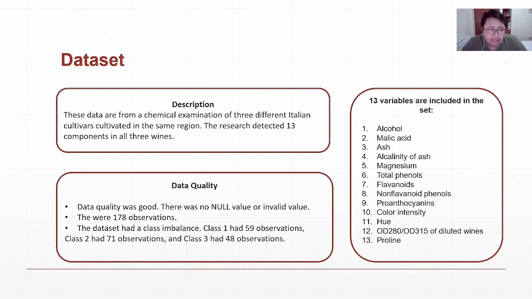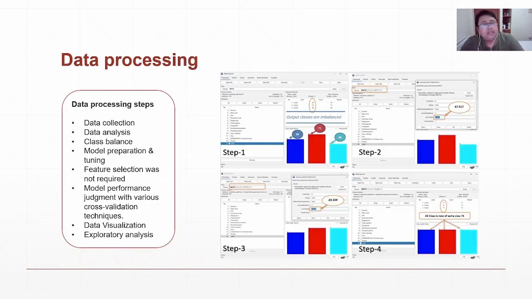We had 178 observations, and the dataset had class imbalance. We had 59 observations for class 1, 71 observations for class 2, 48 observations for class 3. Later we had to make class balance. So this data processing was required.